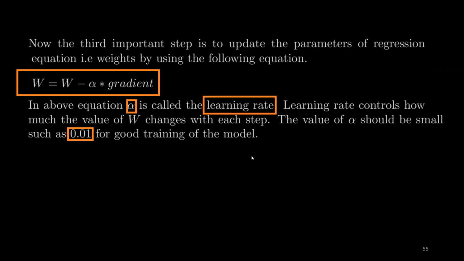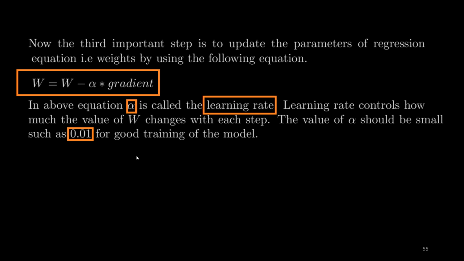So what is the importance of a learning rate and what is the definition of a learning rate? Basically, the learning rate controls how much the value of weight changes with each step. The value should be small, such as 0.01, for good training of the model. So it controls the amount of learning, or the amount of updation of the weight value. We need to set it small so that weights learn slowly and reach the optimal position.